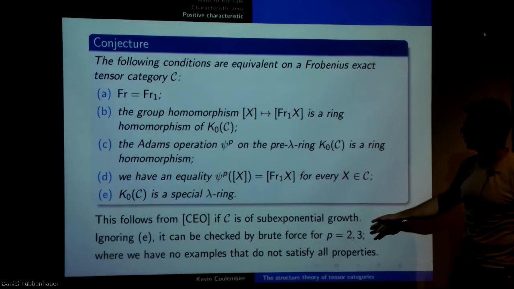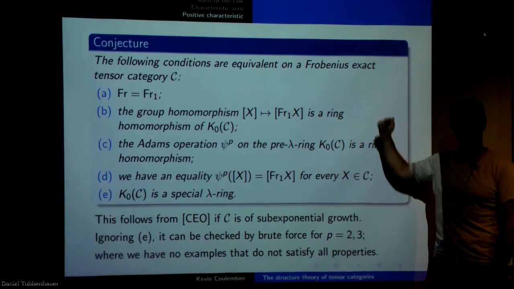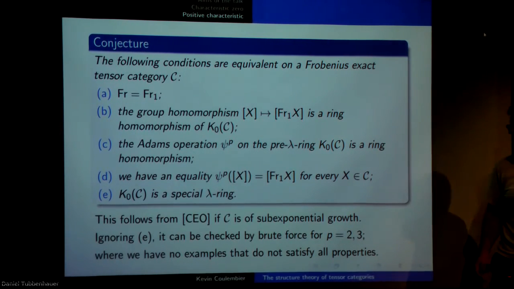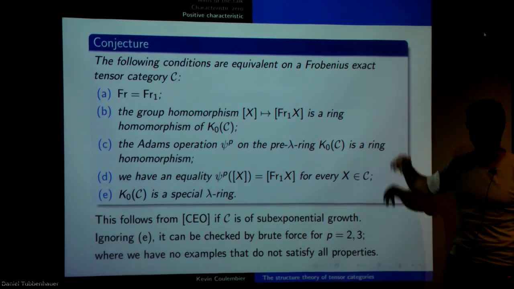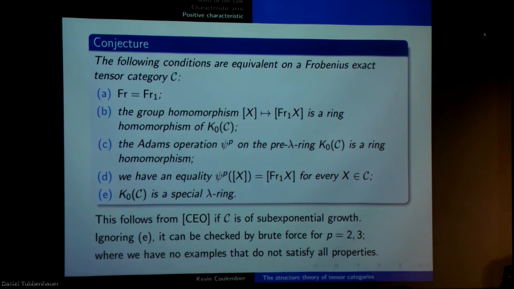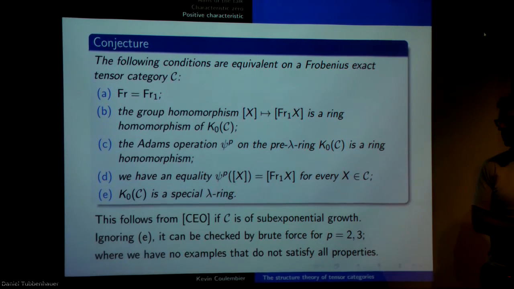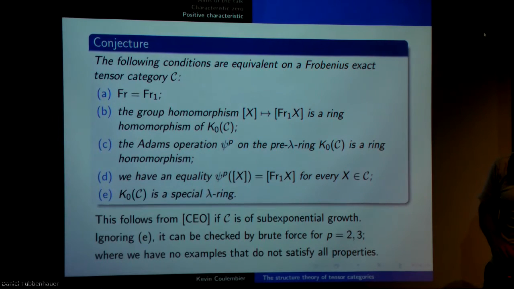And actually there we have no examples of any category that doesn't satisfy any of these. So that's another conjecture, that for p equals 2 and 3, these are all satisfied. So again, a lot of things we don't quite know, and interesting, sensible questions, it seems.